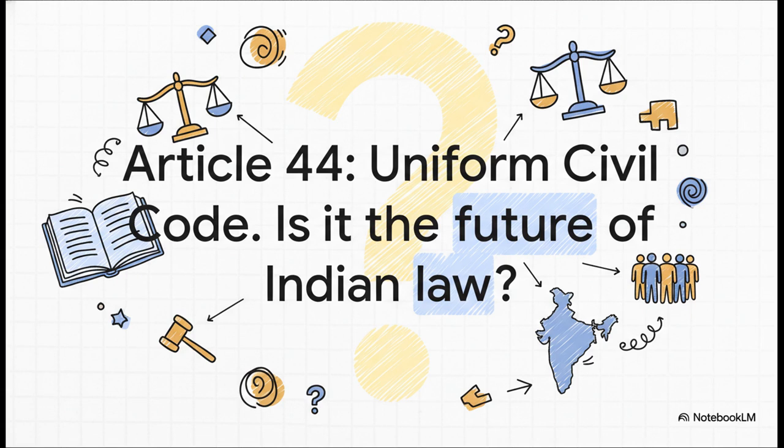Article 44, the Uniform Civil Code, is the perfect example of a directive principle that remains a powerful, deeply contentious, and so far unfulfilled ideal. It really highlights this ongoing journey of translating the Constitution's conscience into cold, hard law. So what do you think? Is this the future? Something to ponder on.